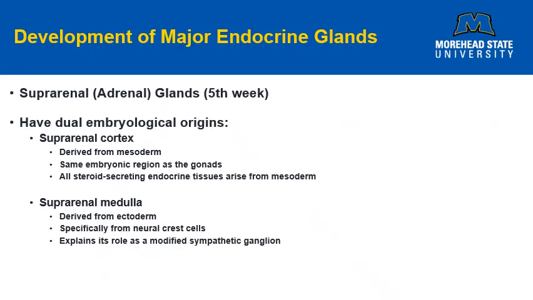Adrenal glands follow at the fifth week, and they have dual embryological origins. The suprarenal cortex is derived from mesoderm. It has the same embryonic region as the gonads. All steroid-secreting endocrine tissues arise from the mesoderm. Remember that. Now, the medulla is derived from the ectoderm, so we have different types of tissues here.